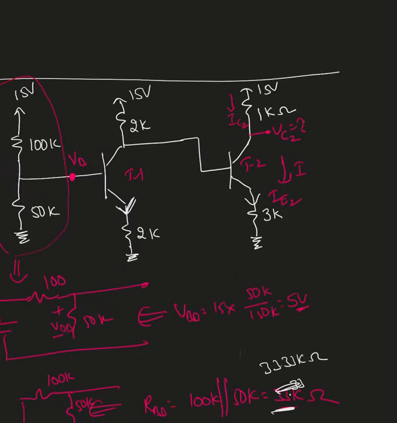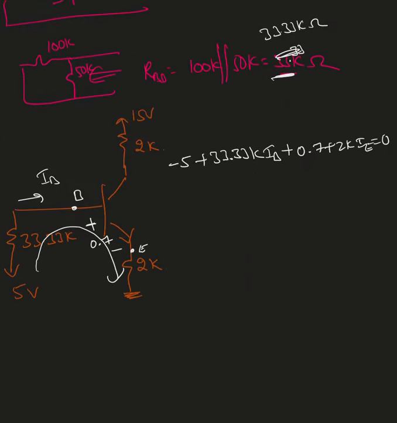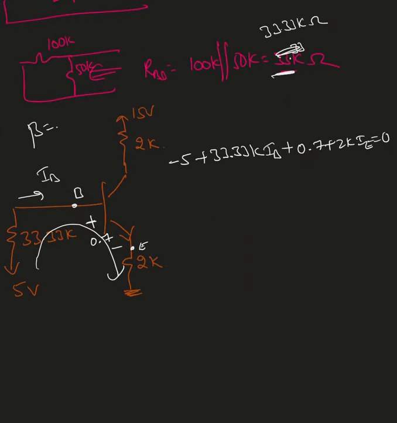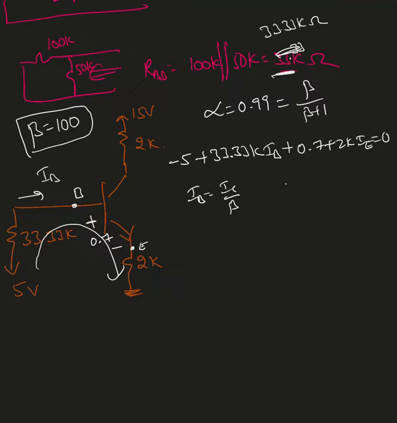Now, did he give us the beta value? He didn't. He's supposed to give the beta value. I'm going to assume the beta value as 100. If I do not give you a beta value in class, please assume that value as around 100. Based on the beta, I can tell alpha equals 0.99, because alpha is beta over beta plus 1. Now, same thing, I'm going to replace IB with IC over beta and IE with IC over alpha.